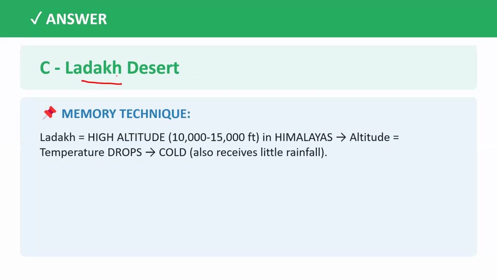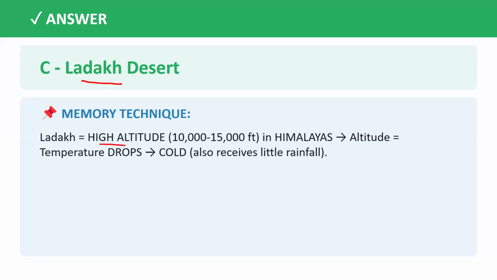When you go to Ladakh, which is a high altitude place, you feel very cold, right? So a desert located where you feel cold must be in Ladakh. You can try to remember it that way, because Ladakh is at high altitude, the temperature drops, and a desert located there will be a cold desert. So it is called a cold desert.